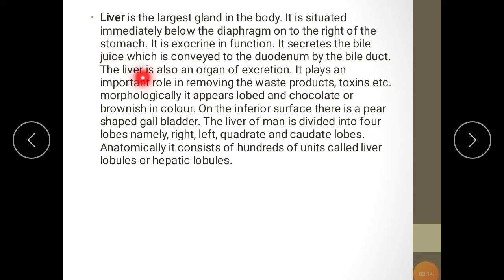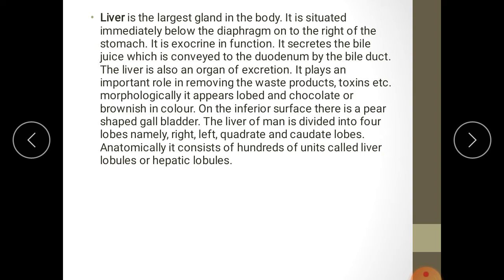Next, the liver is also an organ of excretion. Yes, it is also an organ of excretion. It excretes, you know it very well, the bile pigments like bilirubin and biliverdin. It also excretes the nitrogenous waste present in the body. Nitrogenous waste is separated from the blood and converted into urea. That urea from the blood is then separated by the kidney.